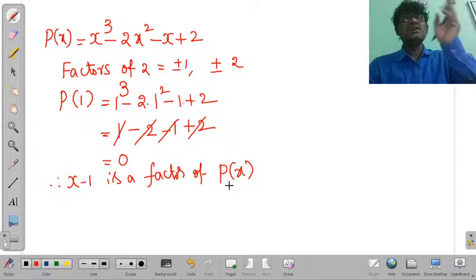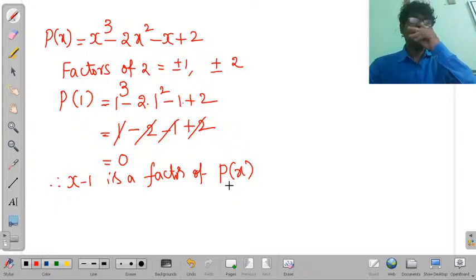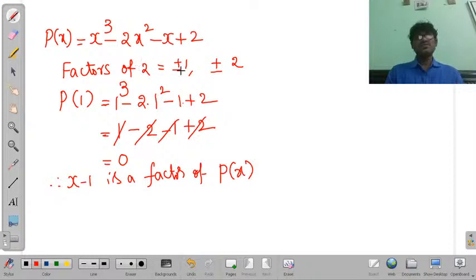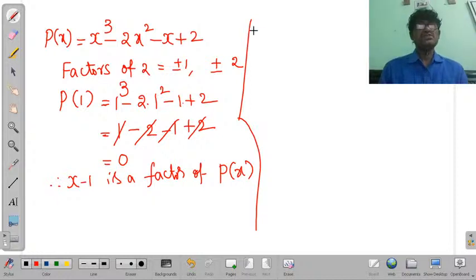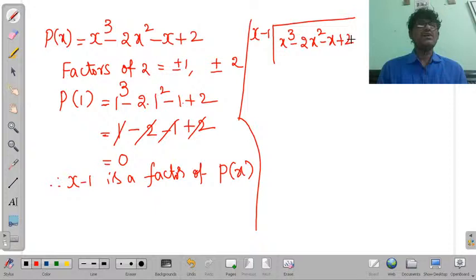To find out the remaining factors, we can use the same method: you take p of minus 1, then p of 2, then p of minus 2, like that you can check. Or you can do the division. That means you divide this x cube minus 2x square minus x plus 2 with x minus 1. Let me do the division operation. So x minus 1 we have, and this is x cube minus 2x square minus x plus 2.